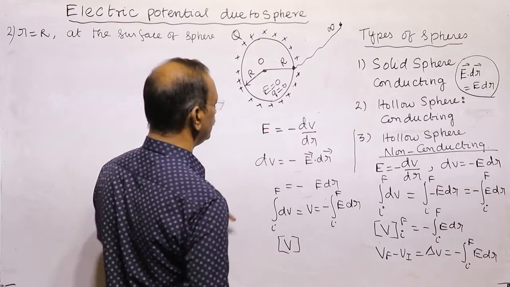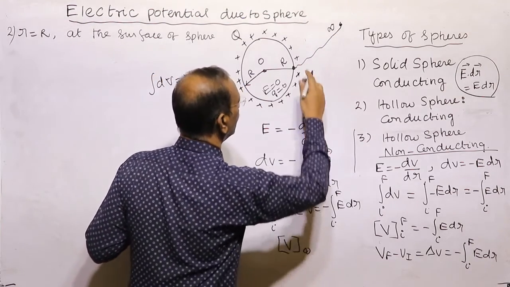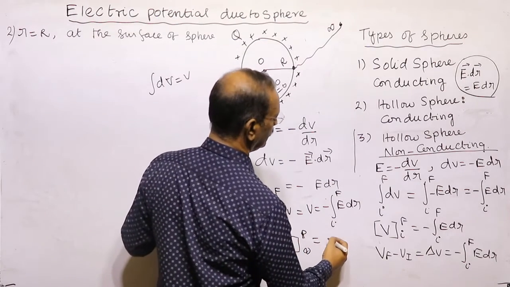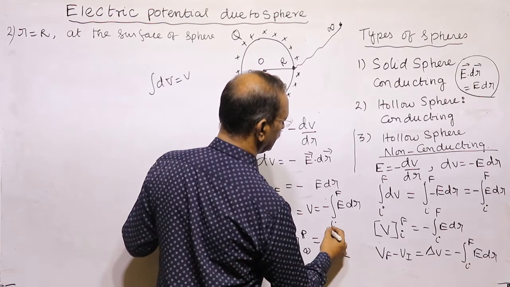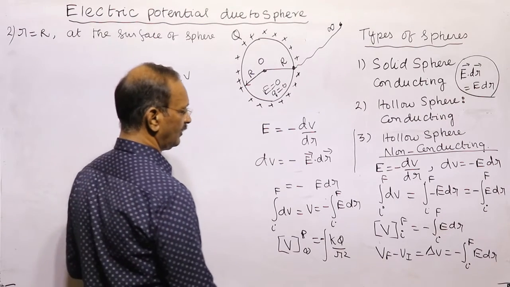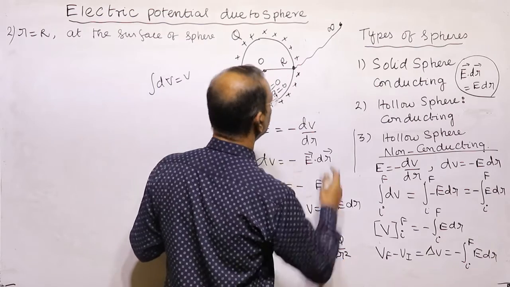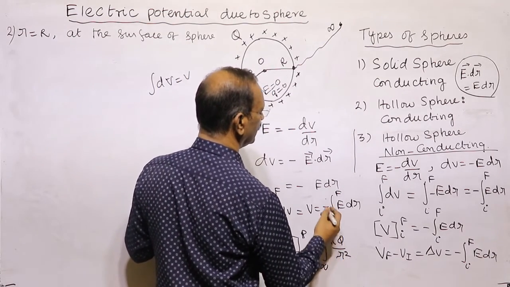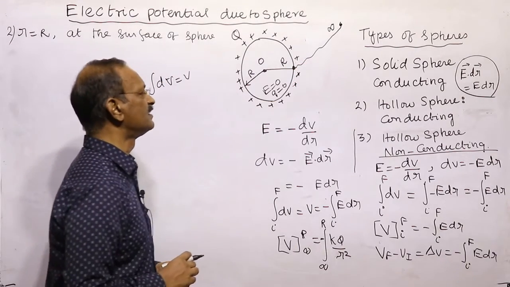What is the initial limit? So potential initial is from infinity, and final is at r equal to capital R. What is the electric field? Electric field is equal to KQ divided by R square, so integral of minus KQ by R square. The initial limit is from infinity up to R, because R is the radius of the sphere, because we are bringing it up to the surface.